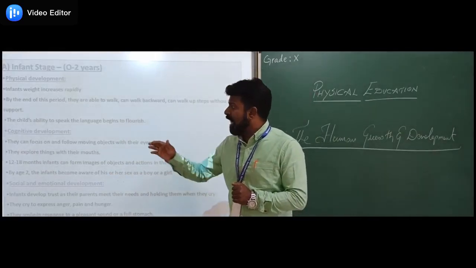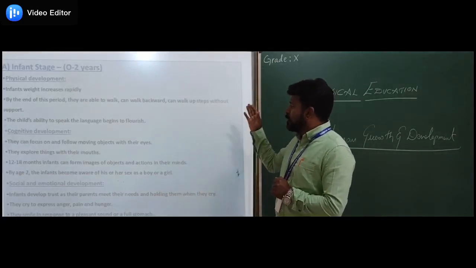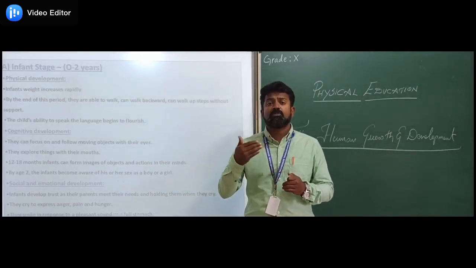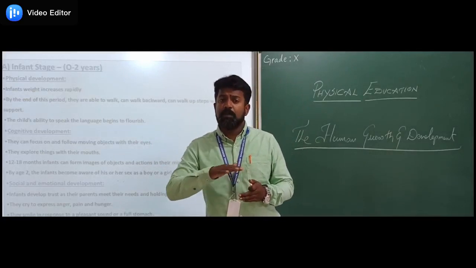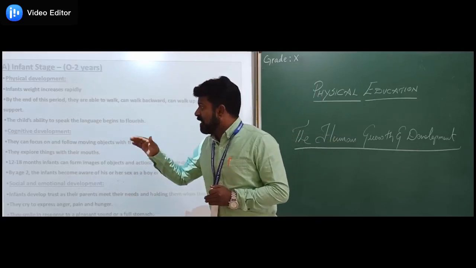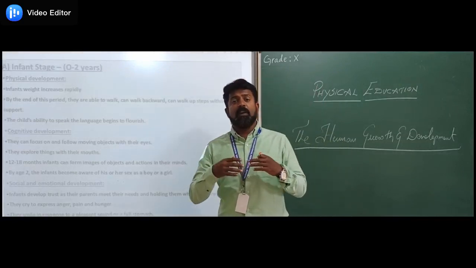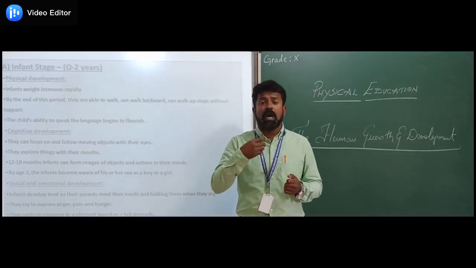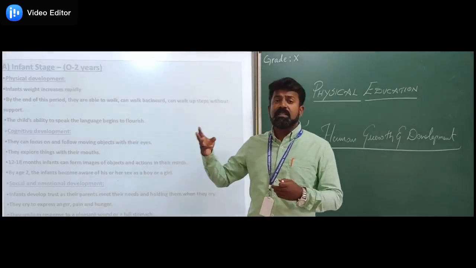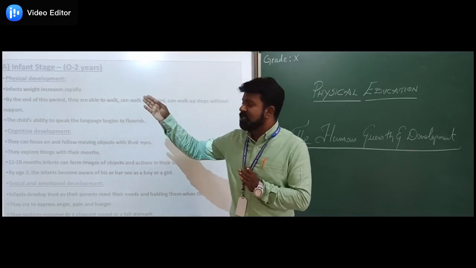The second is, by the end of this period, they are able to walk, can walk backward, can walk up steps without support. So they develop an ability to move from one place to another by walking, even on the stairs, on the plains, by using their legs. Then the last physical development of this stage is that the child's ability to speak the language begins to flourish. When I say it is flourishing, the child begins to pronounce, tries to talk. The sounds come from the mouth of that child. So these are the 3 physical developments which happen in this stage, that is the 0 to 2 years infant stage.